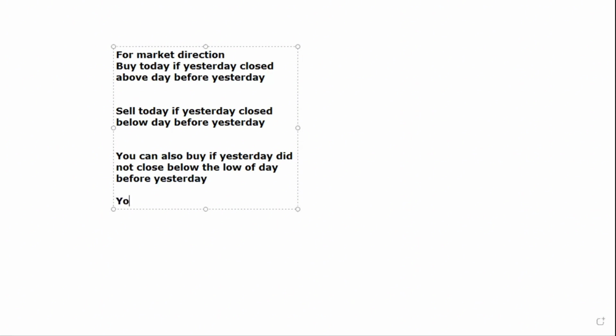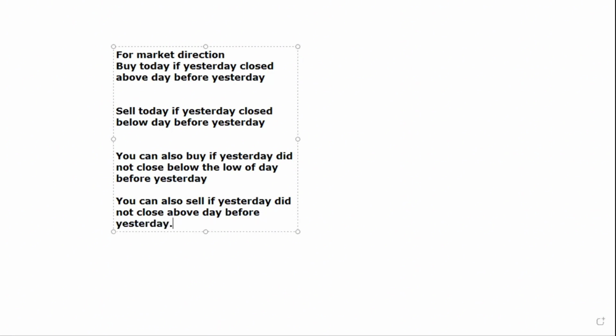You can also sell if yesterday did not close above the day before yesterday. I hope you understand it. So take your time to meditate on the rule and understand it. You can buy if yesterday did not close below. I gave the instance already.